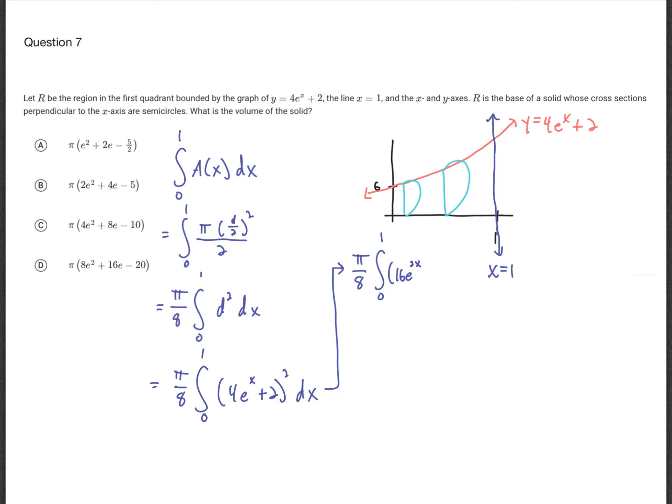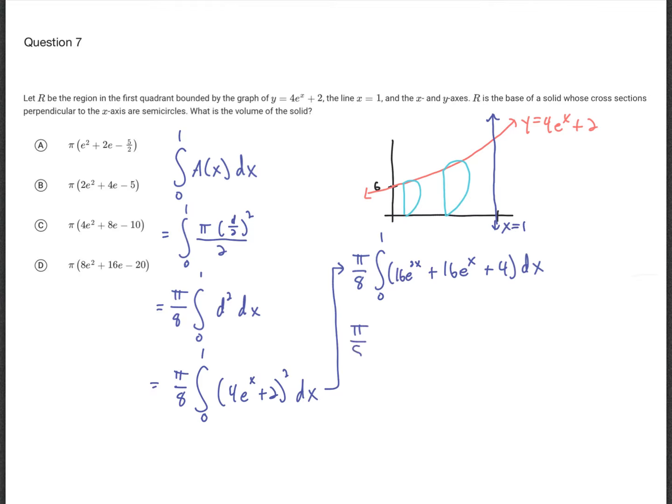Actually, there's not much room. Let me erase this. Okay, and then we'll do 2 times that, so just squaring this binomial, and then square the last thing. Okay, now we integrate.